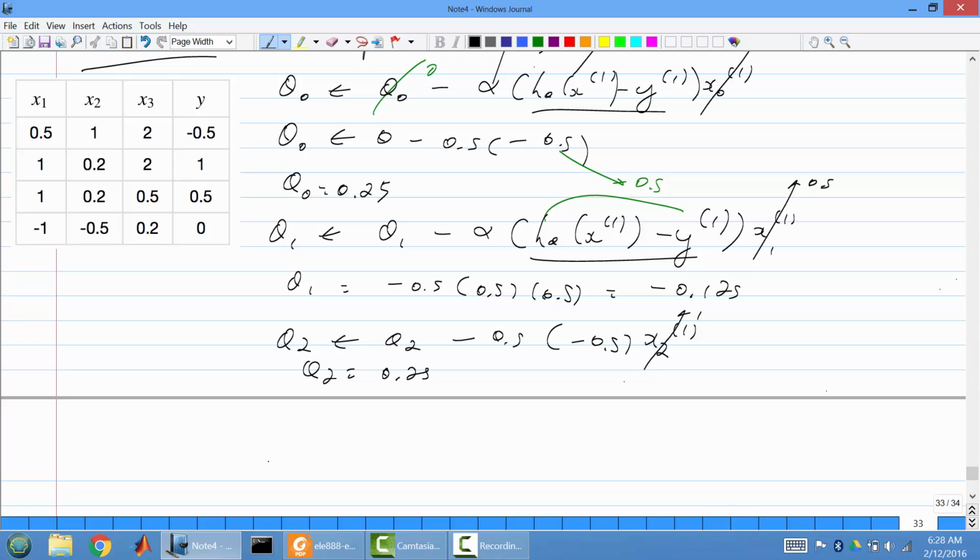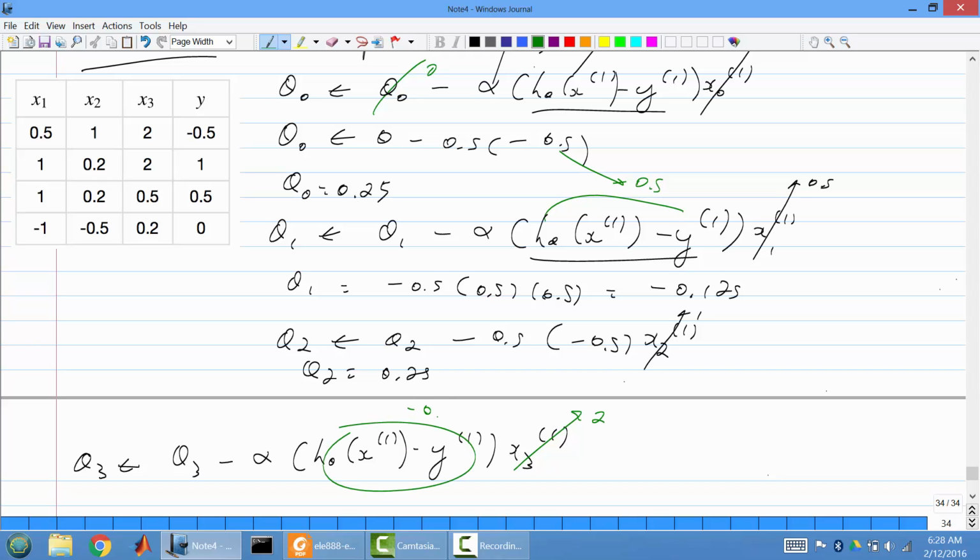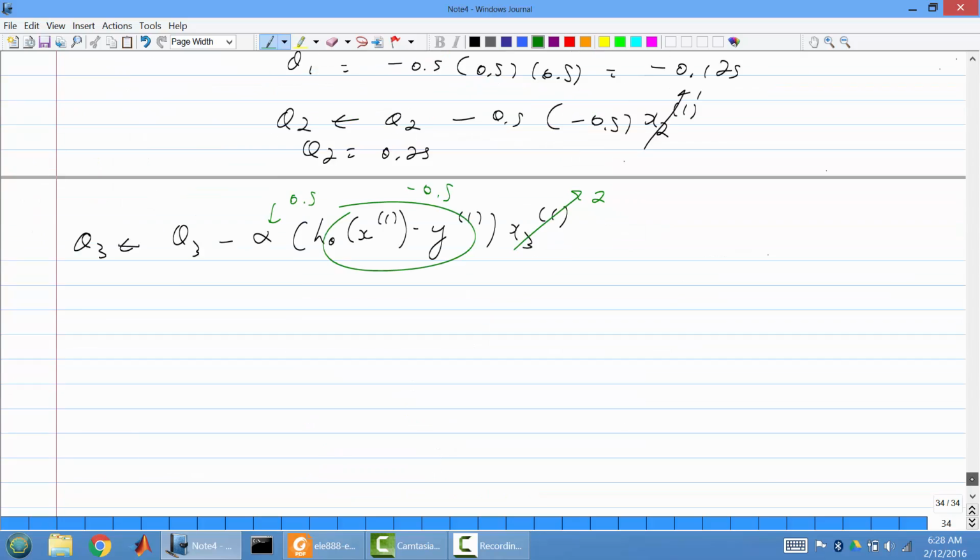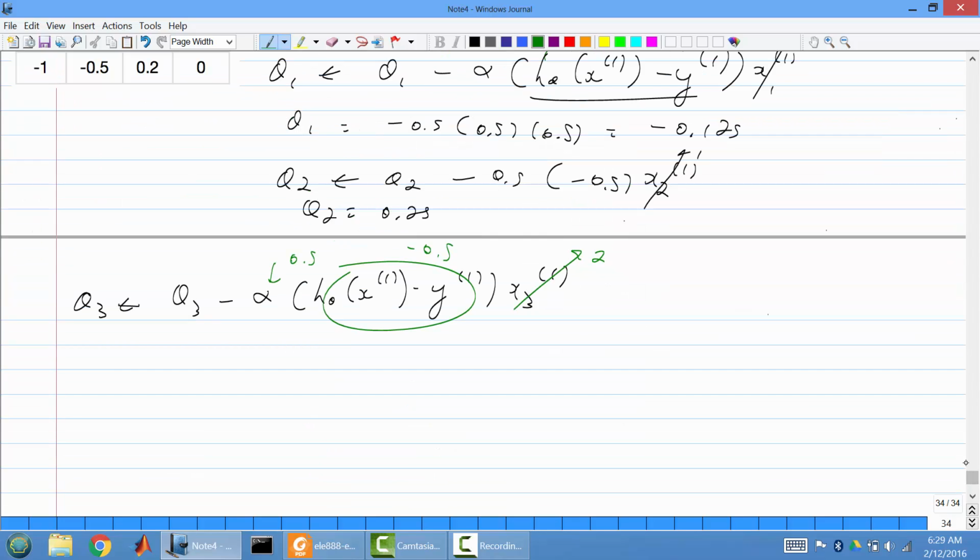Finally, you have a third parameter, theta 3 minus alpha, times the first example again. This time you're using the third feature from the first example. If you take a look here, this is equal to 2. This was minus 0.5 from before, and this is 0.5. So this is just equal to 0.5.